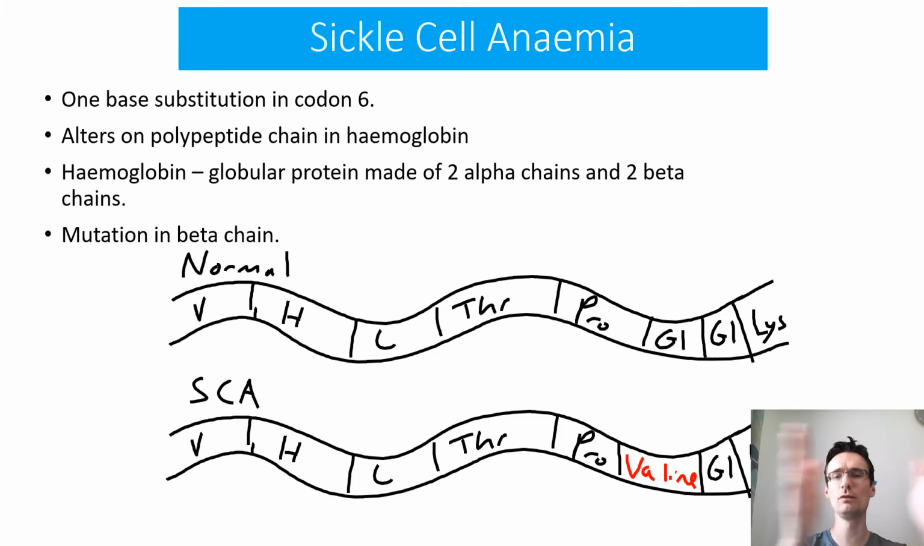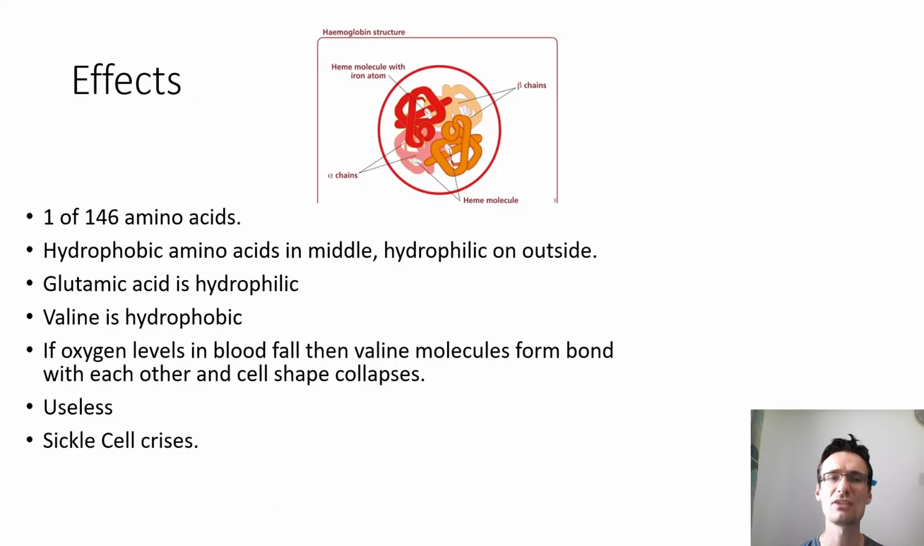So across the whole of the gene, we know it's in codon 6, so the sixth set of three organic bases, and one substitution happens. And what it does is it alters the polypeptide chain in the hemoglobin molecule, and it causes a mutation in what we call the beta chain of hemoglobin. Basically it means instead of having glutamic acid as the sixth amino acid in, it becomes valine, okay? And that has quite an effect on the hemoglobin molecule.